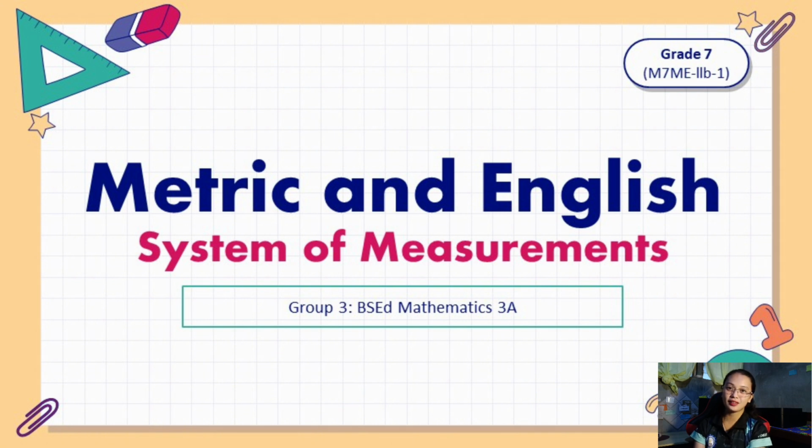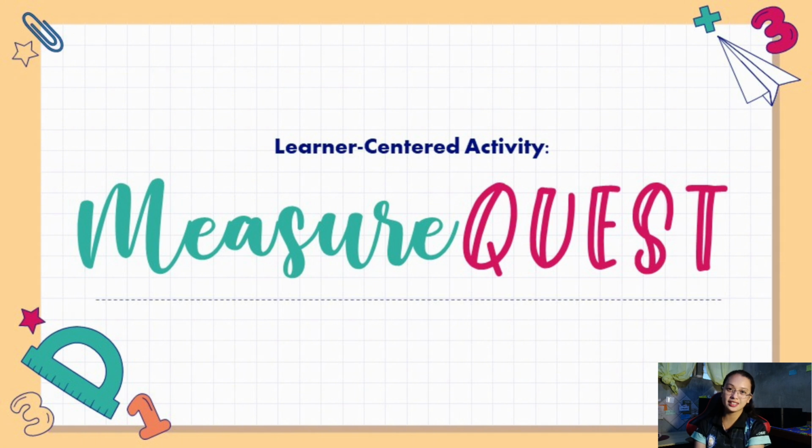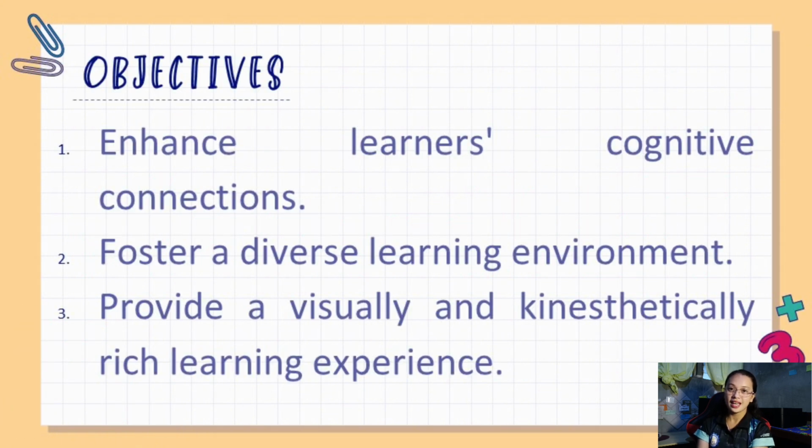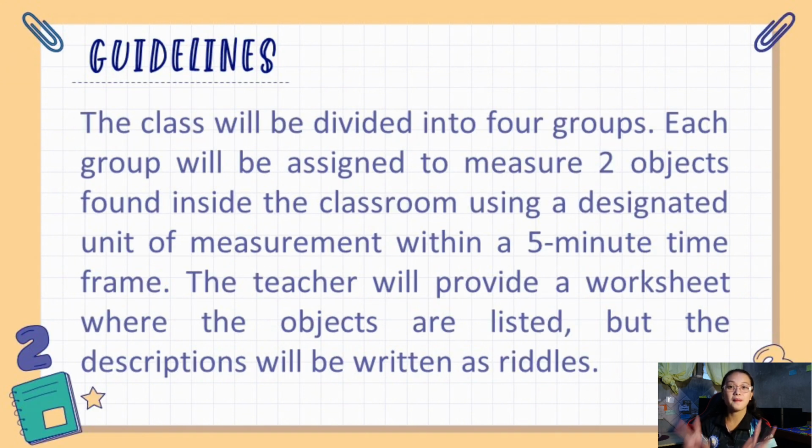Our topic is all about Metric and English System of Measurements, a Grade 7 Quarter 2 topic with a code M7ME2B1. Our original learner-centered activity is called Measure Quest, and its objectives are to enhance learners' cognitive connections, foster a diverse learning environment, and provide a visually and kinesthetically rich learning experience. In order to know what this Measure Quest is all about, I will explain to you the guidelines.